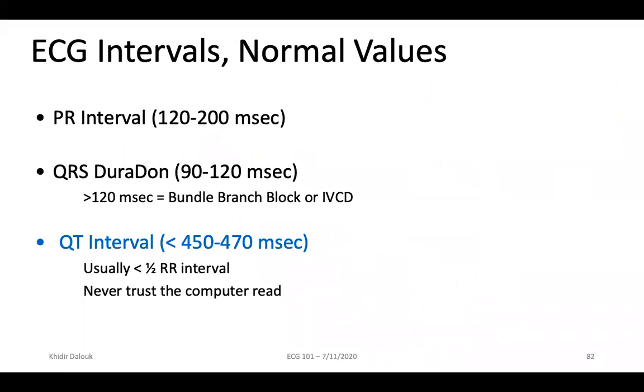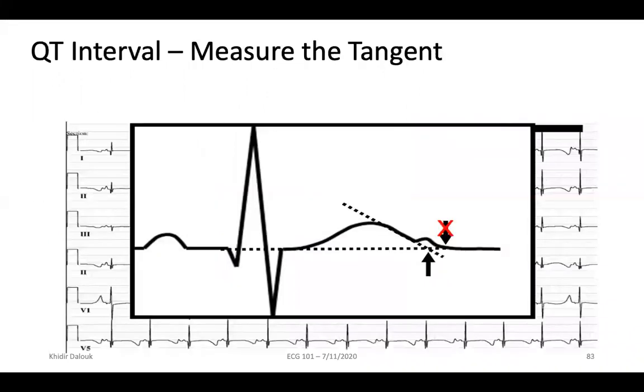The QT interval, the normal is anywhere between 450 to 470, and it varies, as I said, between females and males. Females tend to have a longer QT interval compared to males. This is how you measure the QT interval, from the beginning of the Q to the terminal portion of the T. And sometimes if you have a T that is not discrete, you make a tangent line from the peak of the T wave, and the junction of that line with the isoelectric line is the end of the T.